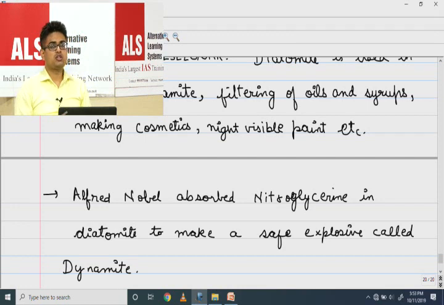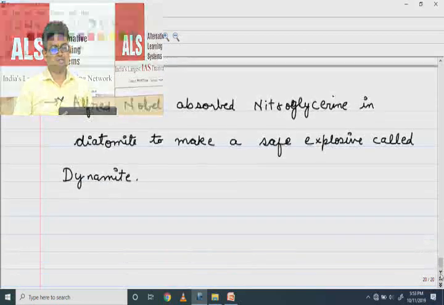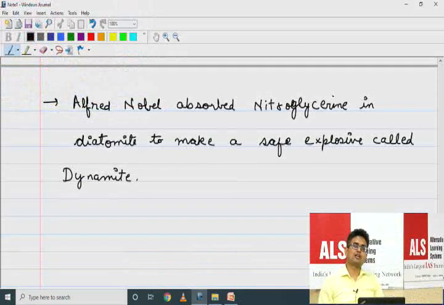Out of that fortune, the interest that accumulates every year is used in giving the Nobel Prize. So the Nobel Prize money is derived from the sale of dynamite to all the construction companies around the world before 1900. Okay, so that is the thing.